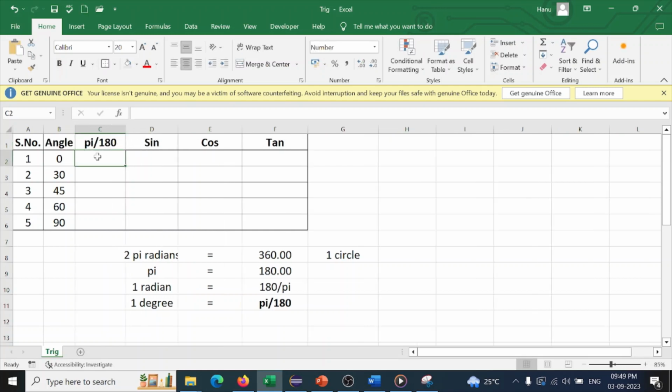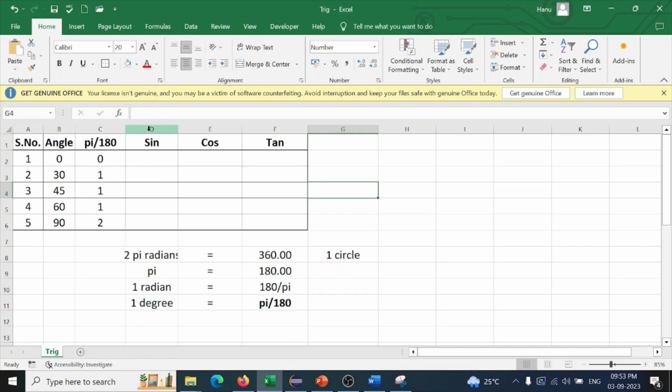Let me convert this angle by multiplying it with pi divided by 180. Okay, I am getting 0 here, and let me drag it. So this is what we get when we multiply with pi by 180.